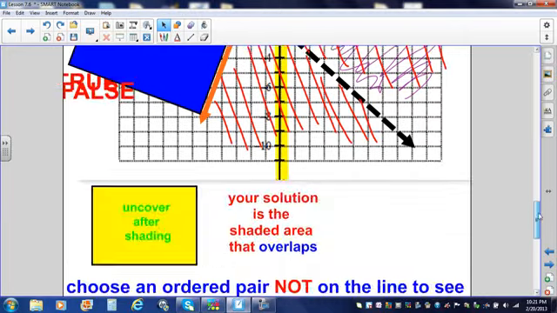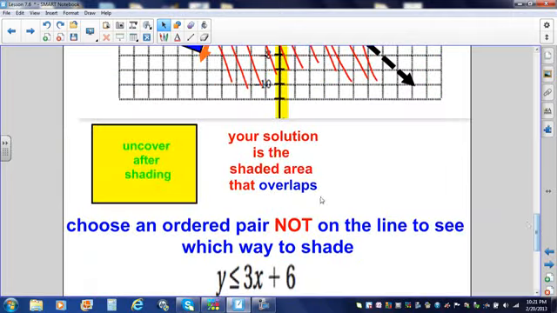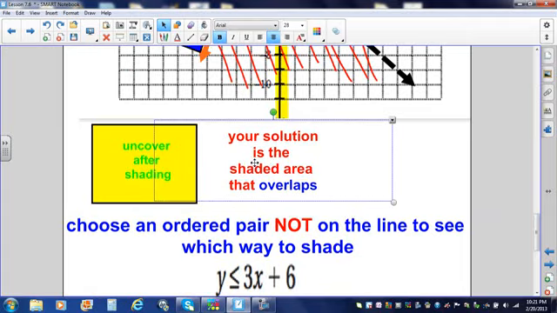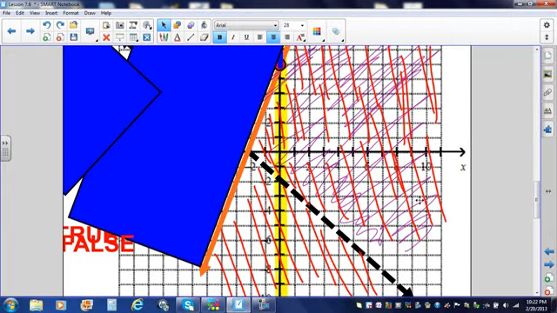We certainly have a lot of shading going on here, so this can get confusing really quick. So, whenever you're graphing a system of inequalities, your solution is the shaded area that overlaps. I don't have any overlapping between the purple and red here, but I do have overlapping between the purple and red here. So technically, I'm going to use a highlighter.